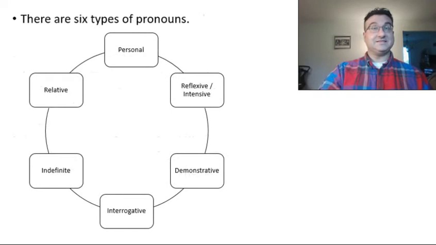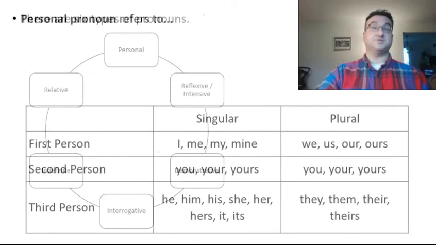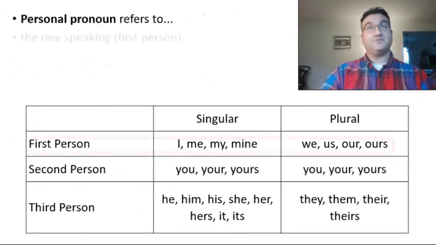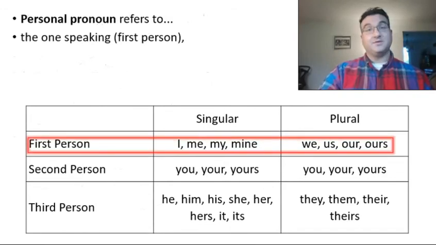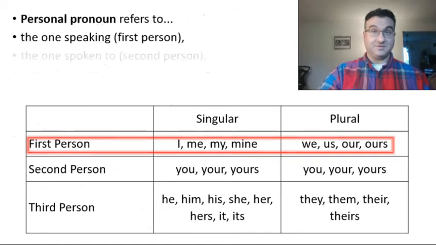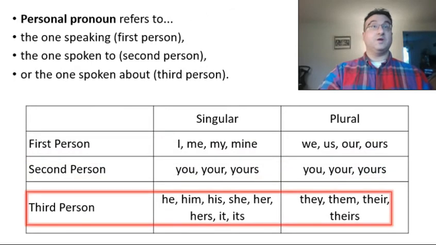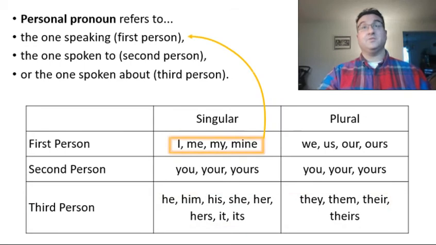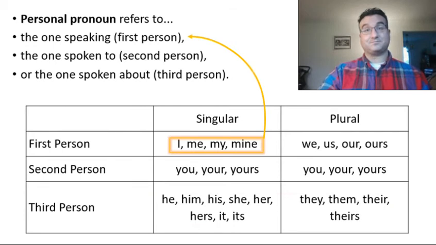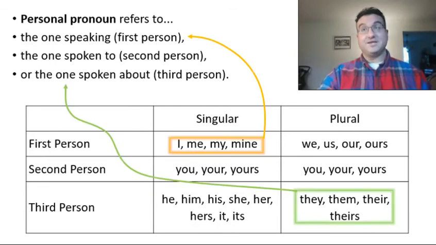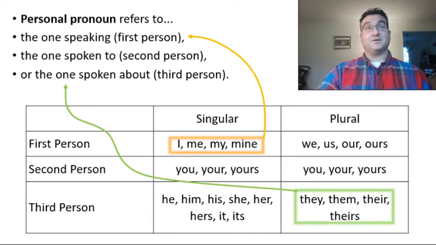Now we're going to see the 6 different kinds of pronouns. The first is personal pronouns. Personal pronouns refer back to one of 3 things. The one who's talking, which is called first person. The one who's being spoken to, which is called second person. Or the one being spoken about, which is called the third person. So from this chart, we can see I, me, and mine are examples of first person singular pronouns. Or they, them, theirs, and theirs are plural third person pronouns. Those are all different kinds of personal pronouns.